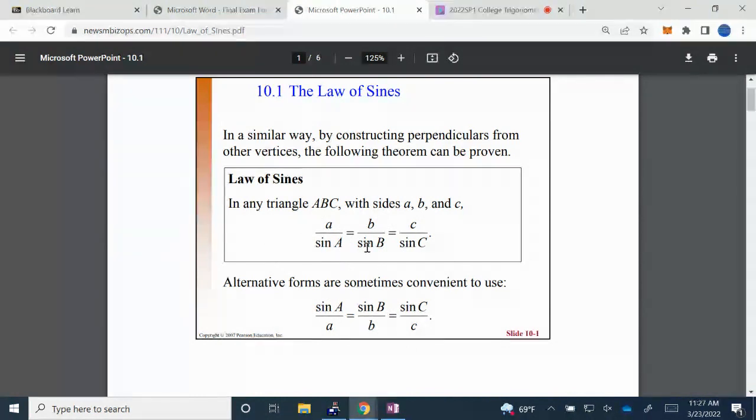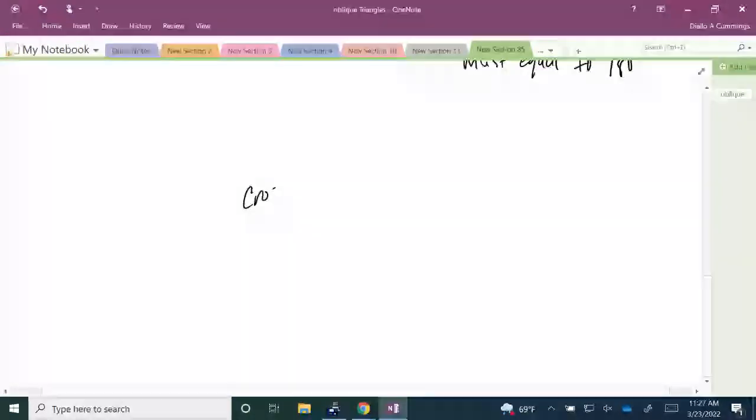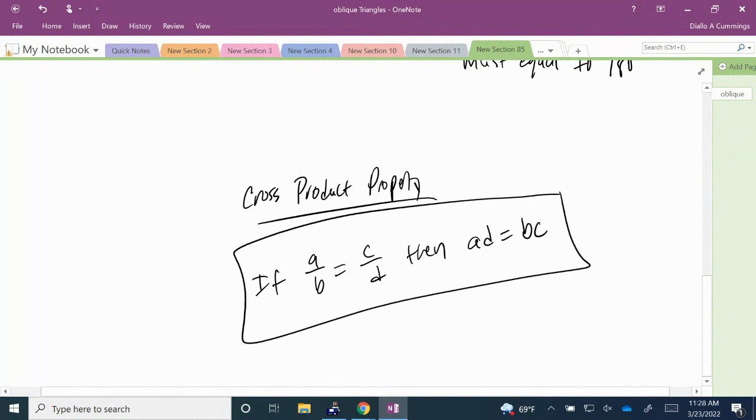All right, so here's the cross product property, I should say. The cross product property says if we have a proportion, A over B is equal to C over D. So just keep in mind that a proportion is two fractions that are set equal. Then we can actually cross multiply. We can multiply A times D, and we can set that equal to B times C. All right, so when we set up our proportion, there must be only one unknown.